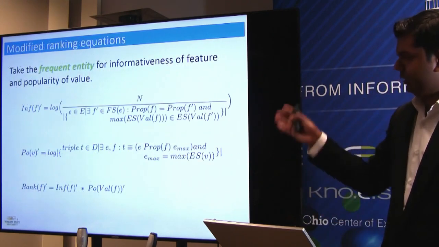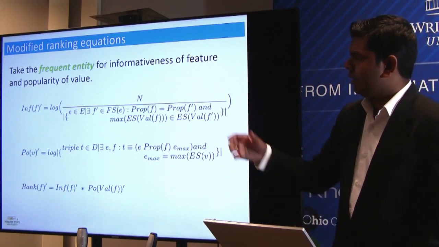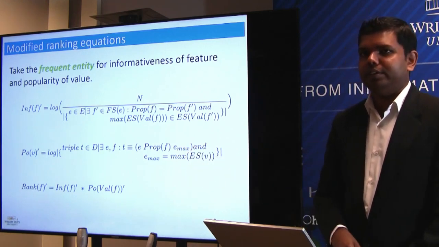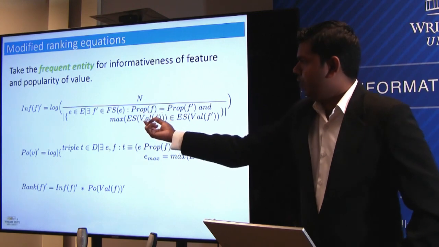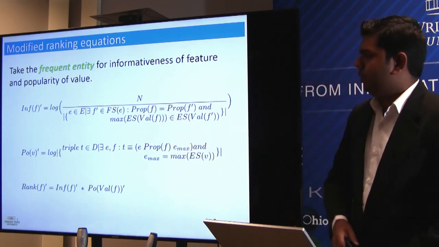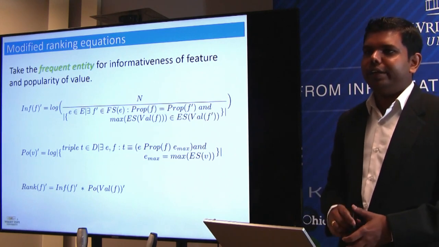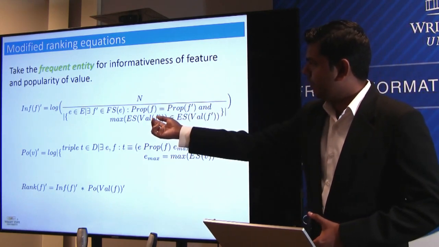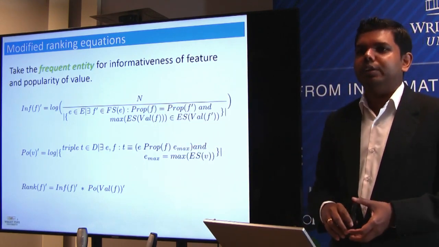Simply stating how we modify the equations to work here: the same equations, informativeness, popularity, and the product of them as the rank score. We just adapt the value part here. For example, for informativeness, we get the most frequent entity, and then use it to map for triples and count the number of triples we have.